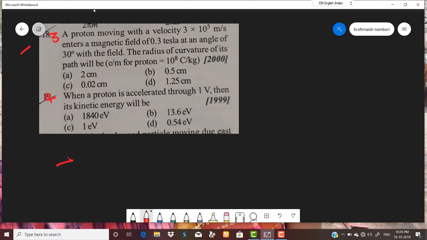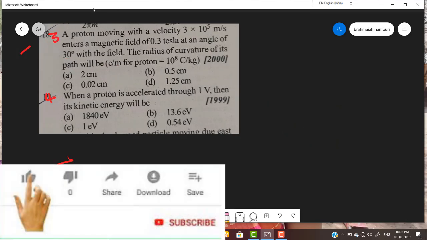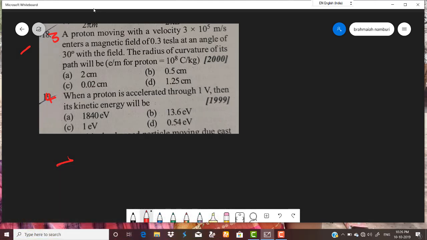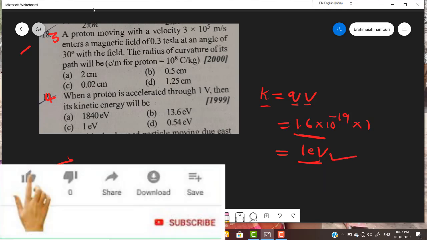Next, fourth question. When a proton is accelerated through 1 volt, then its kinetic energy will be? So the kinetic energy K equals Q V, where V is the voltage and Q is the charge. So proton charge is 1.6 into 10 power minus 19 into 1 volt. So it is 1 electron volt. So the kinetic energy is 1 electron volt. C is the right answer.